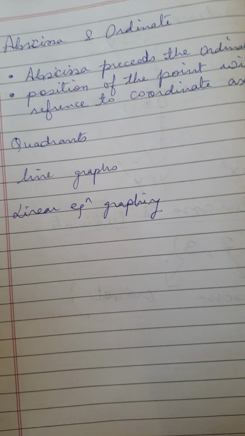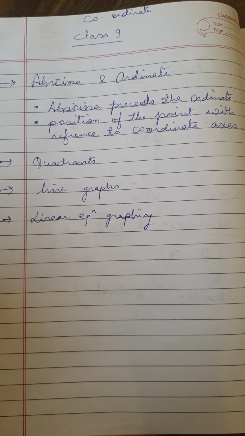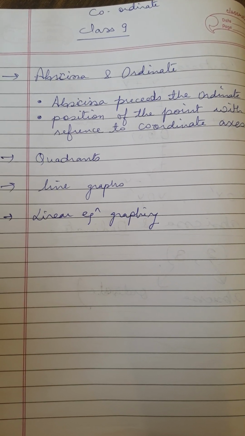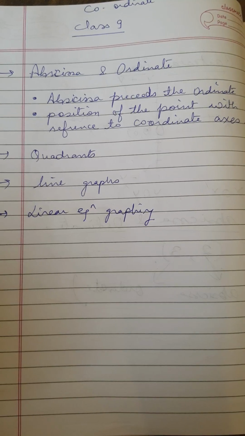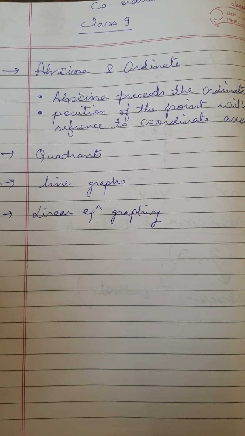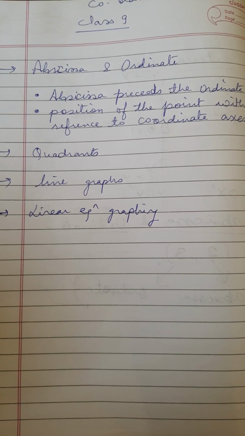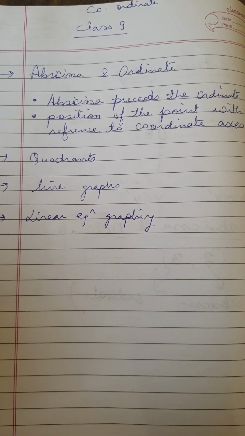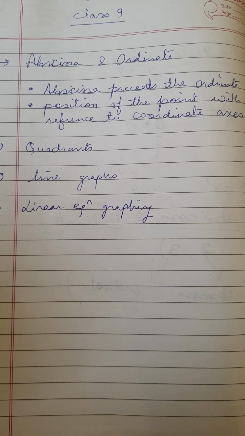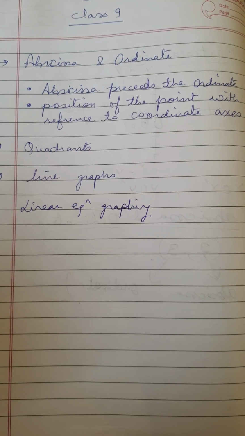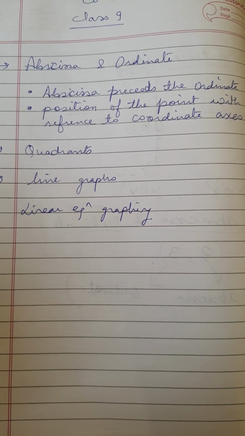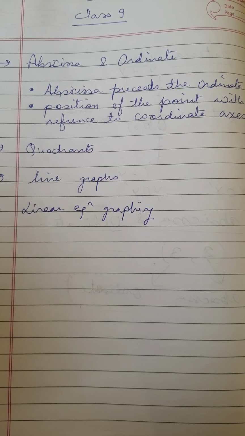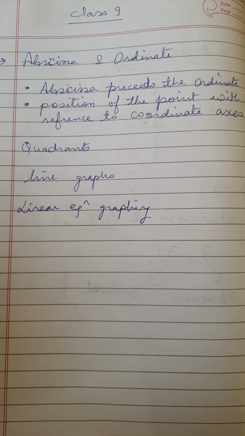I hope you have understood the previous class which we had done yesterday. So, continuing that class, we will cover some more topics in the same chapter. First of all, we will revise what is abscissa and ordinates, which we had learned in the last class, which was our last topic. Then we will learn about what are quadrants. We will plot some line graphs and we will also plot some linear equation line graphs.